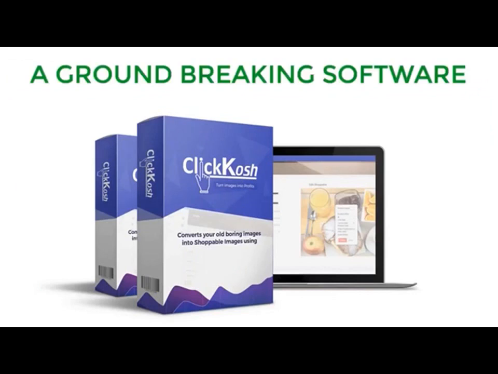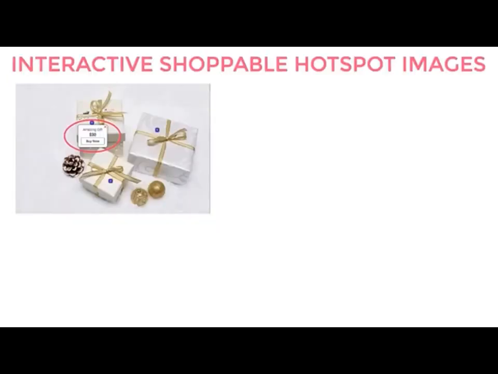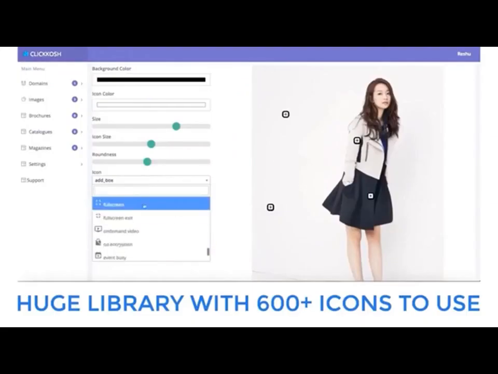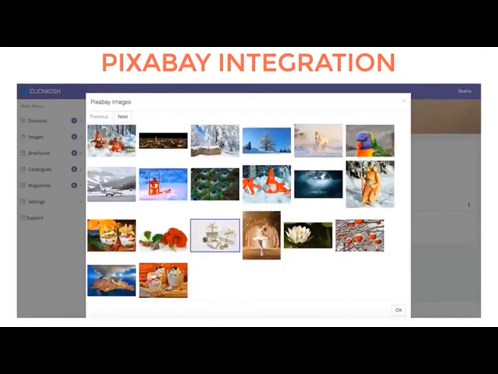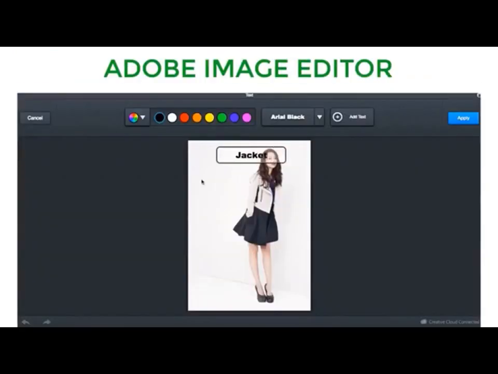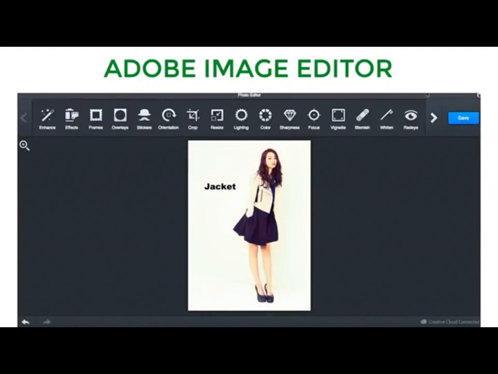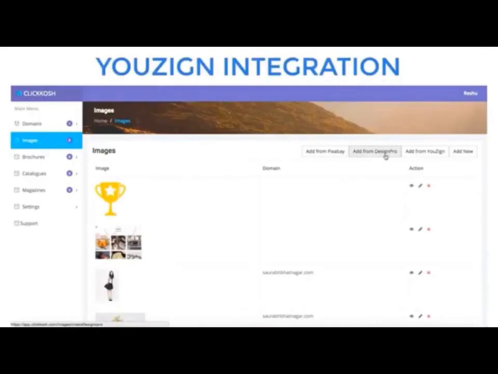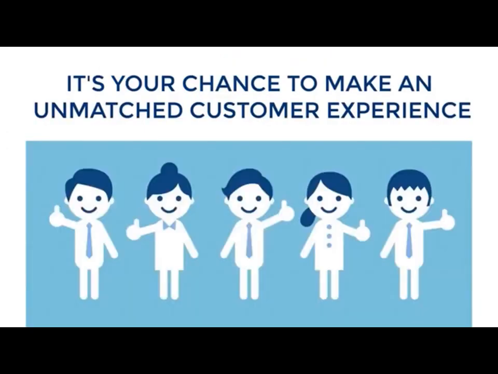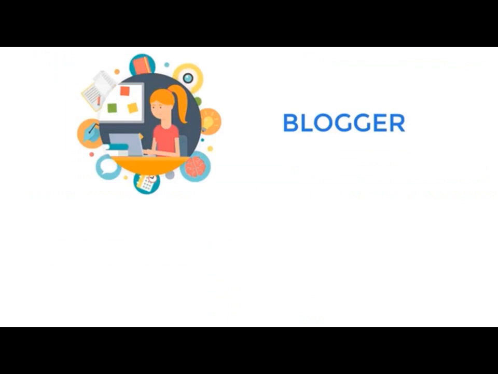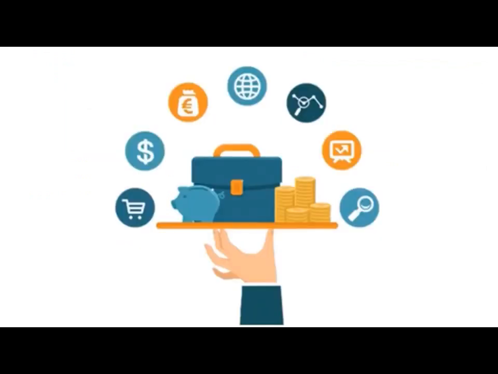It makes ClickKosh a groundbreaking software with features like interactive shoppable hotspot images, a huge library with 600 plus icons to use, Pixabay integration so you'll never have to pay for stock images, Adobe Image Editor so you don't have to pay for those fancy and expensive editing software. And you know what? Designo Pro 2 and Usign integration are also included so that you can add your own images as well. It's your chance to create an unmatched customer experience, whether you're an e-com marketer, local store owner, affiliate marketer, blogger, or a website owner. The possibilities, they are endless.